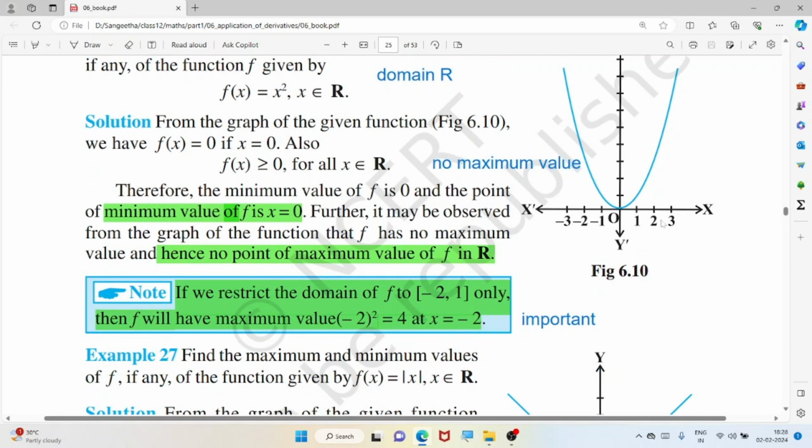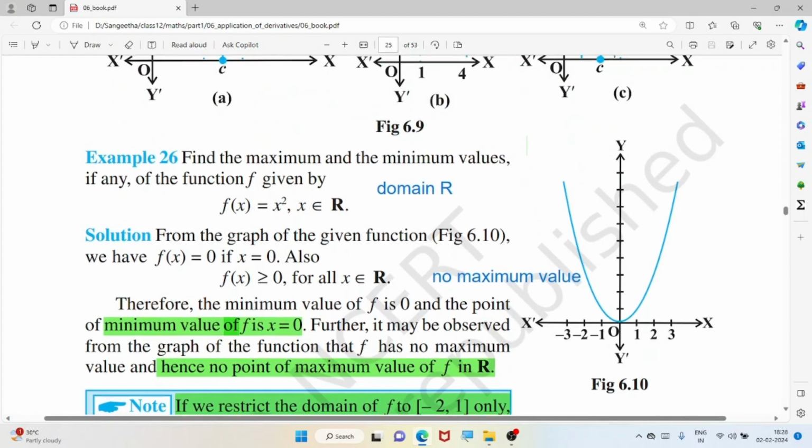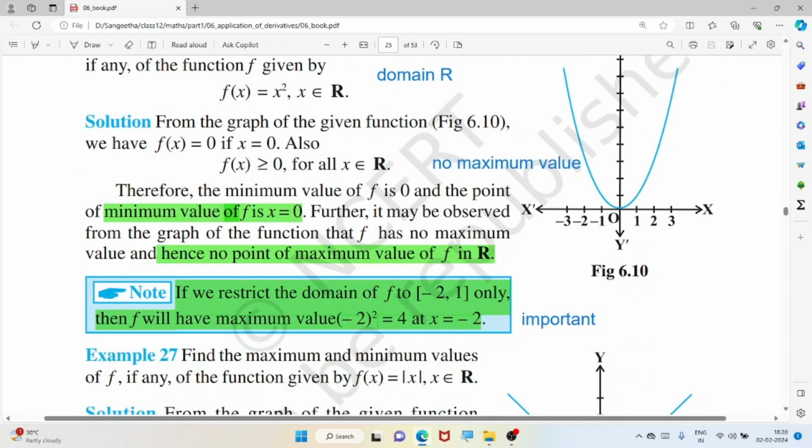So the minimum we know is at x equal to 0, at this point. There is no maximum because this curve is going on, and we don't know when it will end. So it's a minimum because the domain R includes all the numbers, so we don't know the maximum. There is hence no point of maximum value.